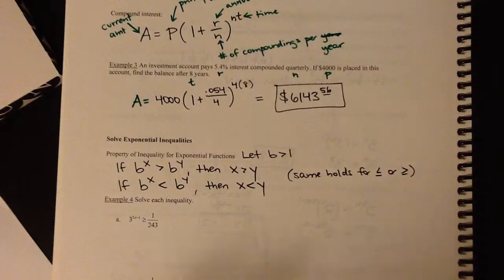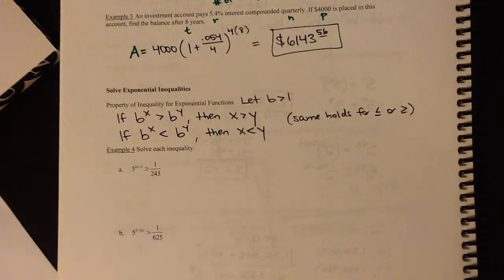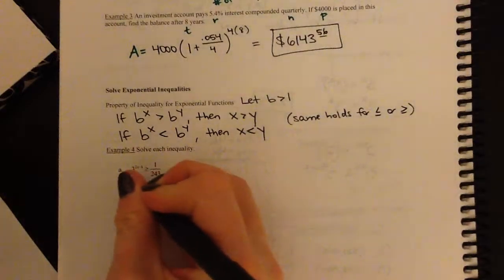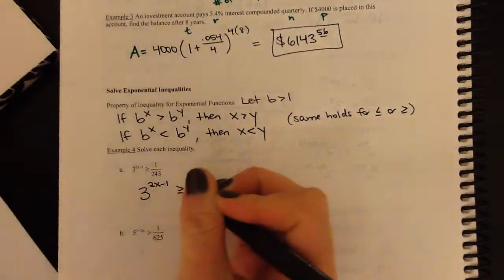So we're doing the same thing that we did in the part A video, where we've got to get these things to have the same base. So that's what we're doing. For part A, 3 is already a prime number, so the left-hand side is good to go. We're just going to leave this as 3 to the 2x minus 1 greater than or equal to.